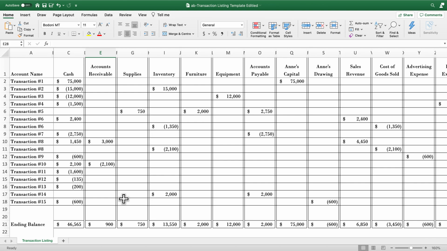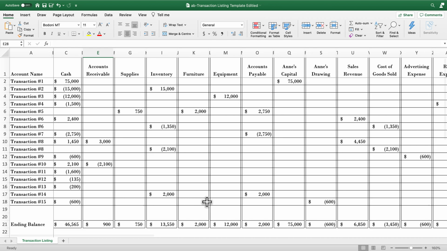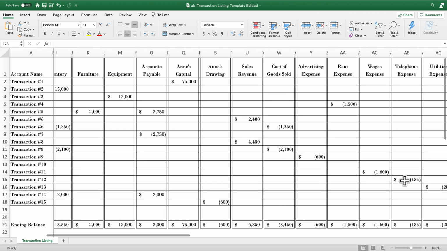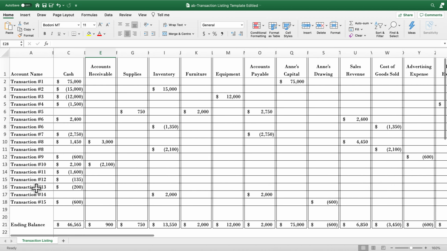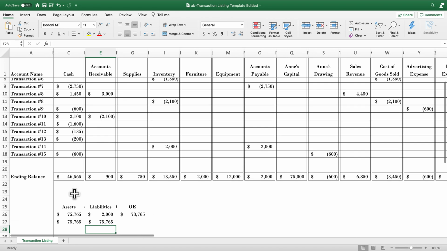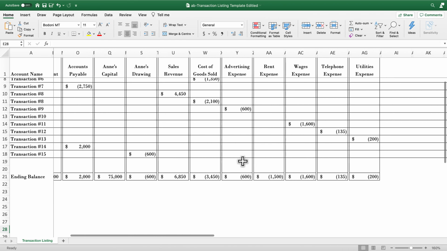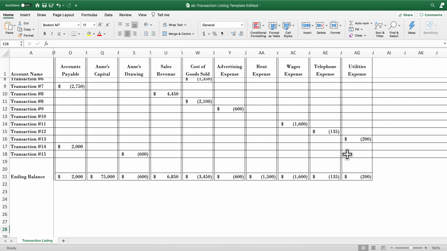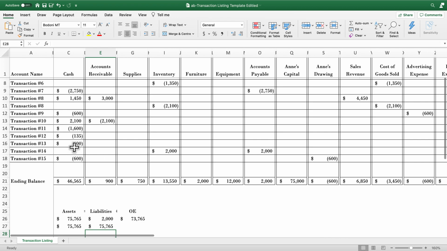Transaction 12. The company pays a telephone bill of $135. So again, we have our debit, which is our telephone expense of $135, and our credit of the cash going out of the cash account of $135. Transaction 13. The company pays $200 for monthly utilities. Again, same thing, the utilities expense is our debit, $200, and our cash going out is our credit of $200.